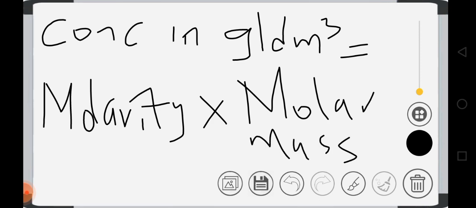Also take note of this. This is the second relation you should know. Concentration in grams per dm cube is equal to what? Molarity times molar mass. Also take note of this.